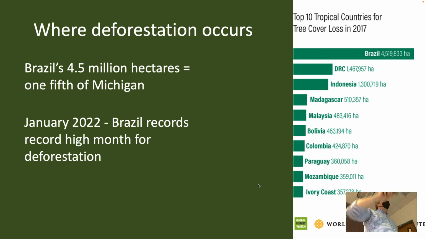4.5 million hectares of rainforest lost in 2019. About 1/5 the size of Michigan, pretty large area. In January of this year, Brazil had its highest month of deforestation ever.